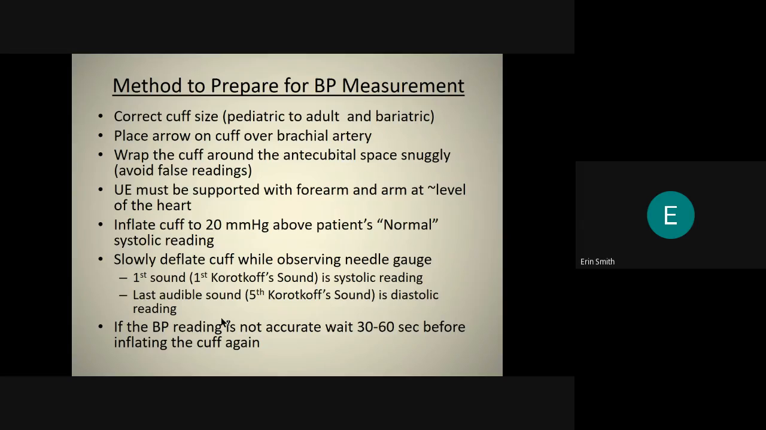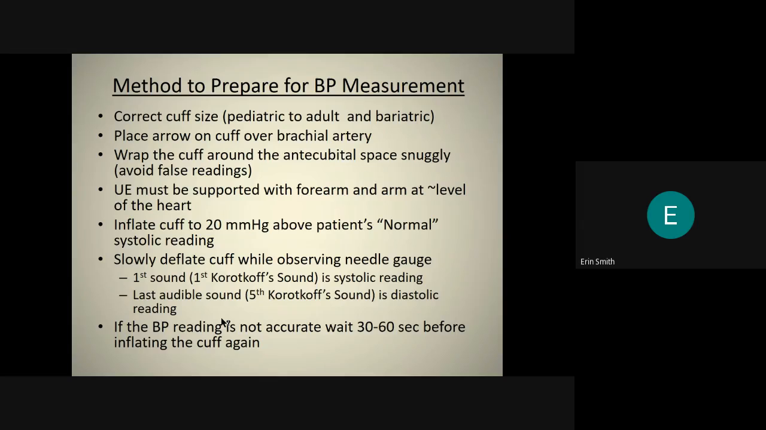So when you're inflating the cuff, the standard rule is you always want to inflate the cuff 20 millimeters of mercury above the patient's normal systolic reading. And this will make more sense as we get to actually looking at what a cuff looks like. And I say 20 here. Sometimes you might even want to go 40 millimeters of mercury above the normal reading. So you always want to ask your patient, what is your normal blood pressure reading? You want to find out from your patient.